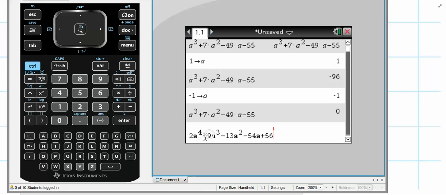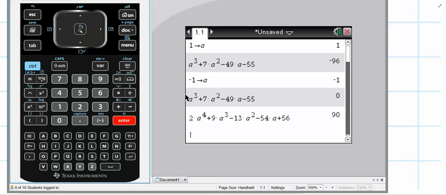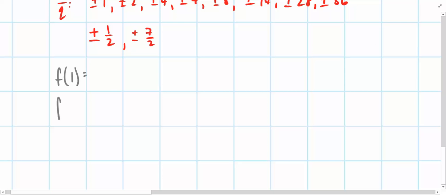Okay, and so this is the function. Now, on my calculator, I already had a stored as a -1. So when I press enter here, this would be the result of the function evaluated at -1. So that's a 90. I'm going to go ahead and write that down. F of -1 is 90. So that's not a 0.